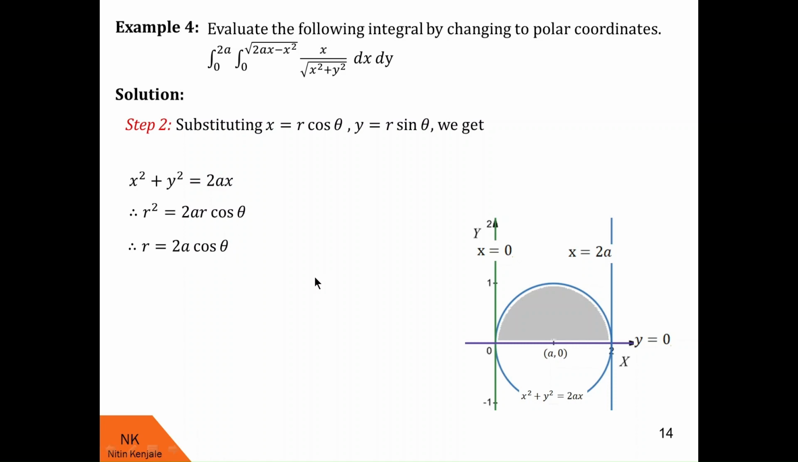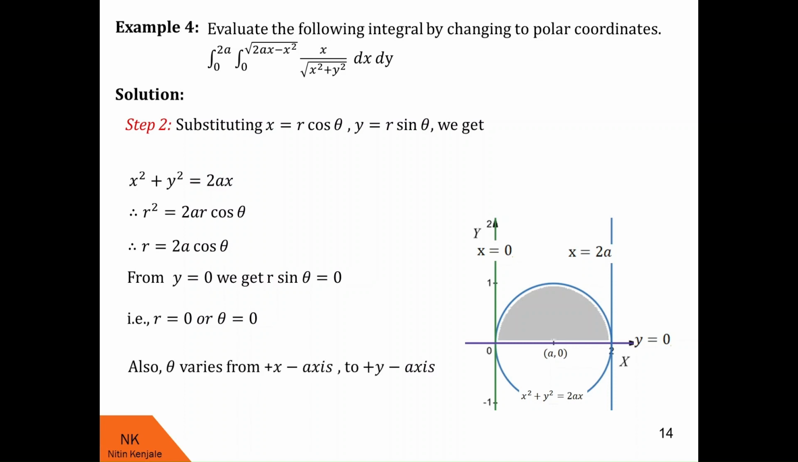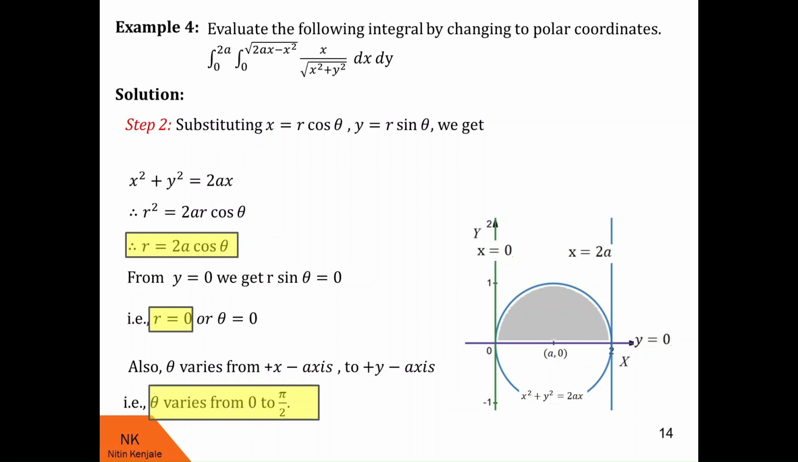From equation y is equal to 0, we get r sin theta is equal to 0, that is r is equal to 0 or theta is equal to 0. Also note that theta varies from positive x axis to positive y axis. Therefore, theta actually varies from 0 to pi by 2. So limits for r are 0 to 2a cos theta and theta are 0 to pi by 2.